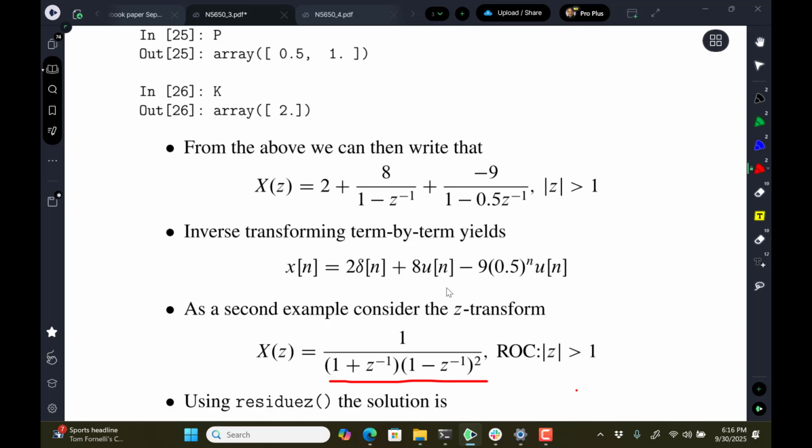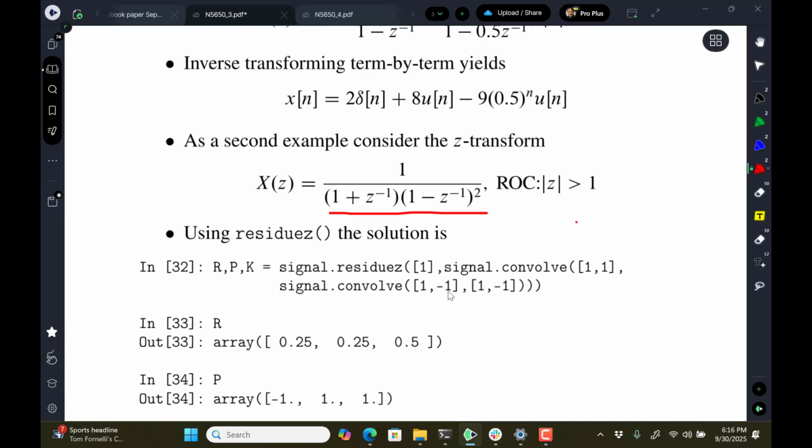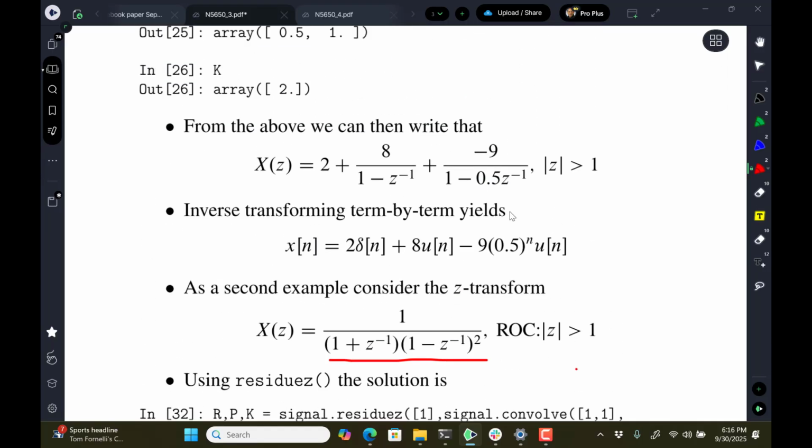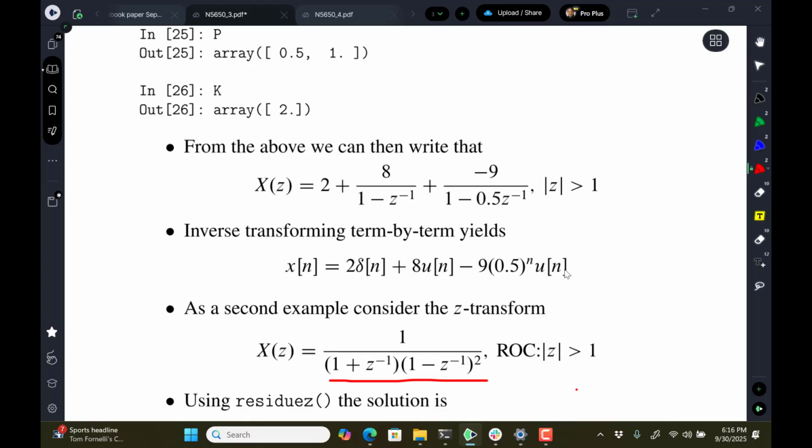So the second example is the one that had the repeated roots in it. And then, of course, I definitely have to use that. That was last week's lesson, right? The region of convergence is your key to knowing which direction they go in, left or right.